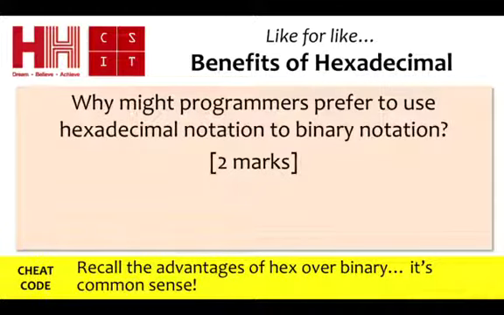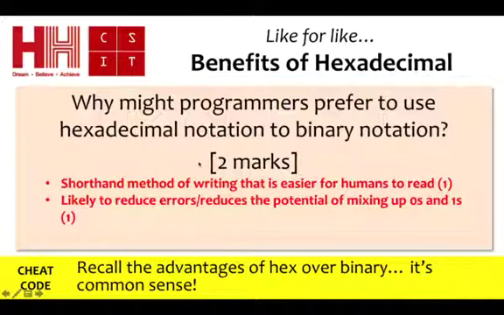Now, this is the last question of the day. Benefit of hexadecimal. Why do programmers prefer to use hexadecimal notation to binary? You might be thinking, why do I need to know base 16, okay? Now, computers understand binary really well. Human beings understand denary really well, okay? Because that's because we have 10 fingers. We've always used decimal 10.